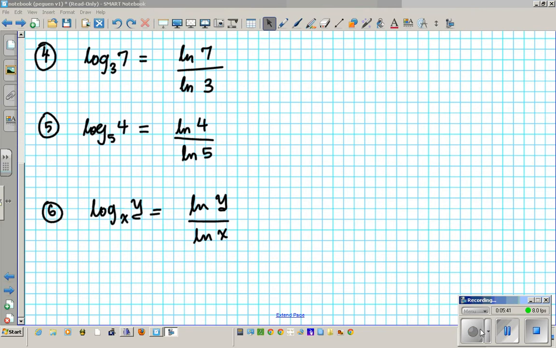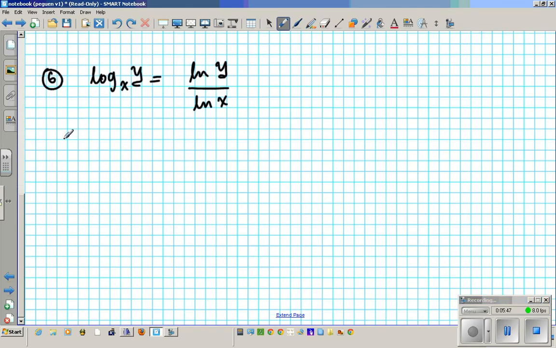Alright, now we're going to try out some problems on solving logarithmic equations. So write down the title of the section of examples, solve.